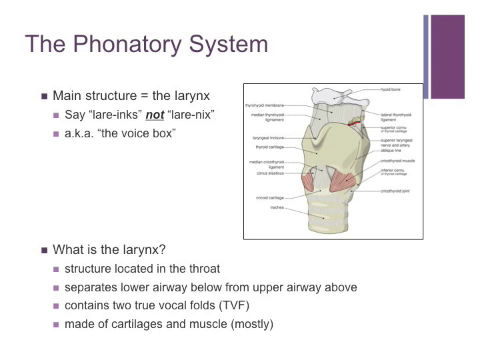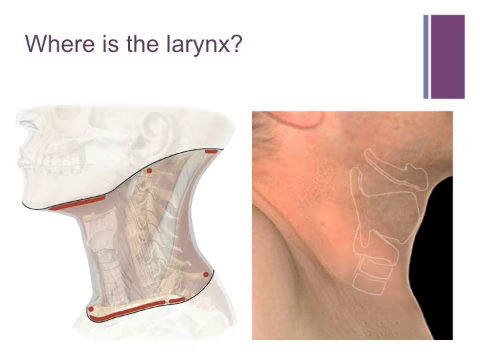You may be wondering, where exactly is the larynx? Well, let's explore that. The larynx is located in the anterior portion of the neck. It is anterior to the esophagus and anterior to cervical vertebrae 4 through 6. The larynx is located superior to the trachea and inferior to the oral and nasal cavities.